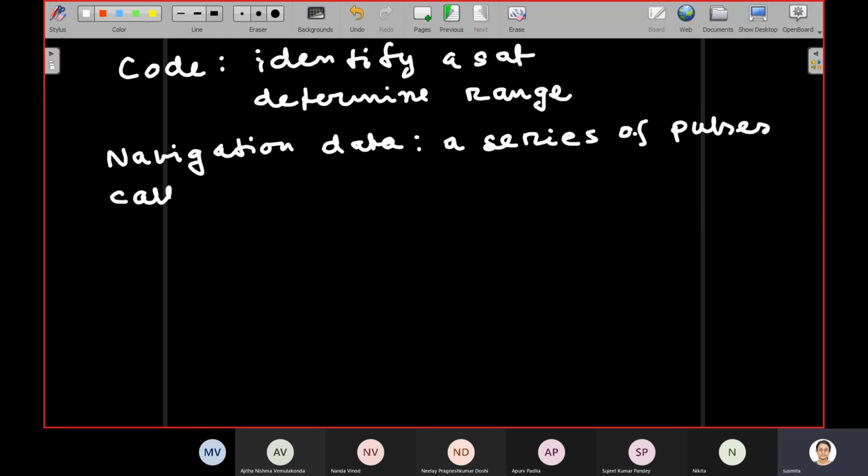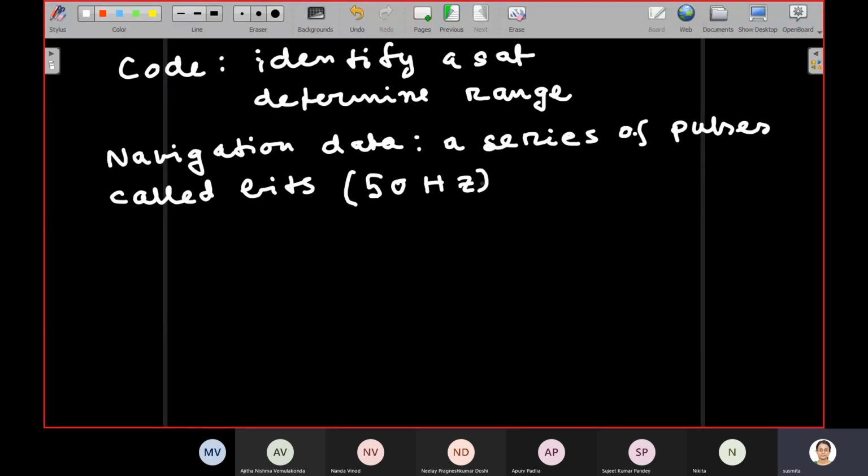But these pulses are called bits. So it's basically a low frequency train or series of pulses. We have seen that in case of code, the chipping rate, the number of chips in a second, is on the order of 2 megahertz, 1.023 megahertz per second. Whereas navigation data is a low frequency train of pulses. Again, it varies from constellation to constellation. I am telling you about GPS and NavIC. So 50 hertz, the most common form of data, navigation data.